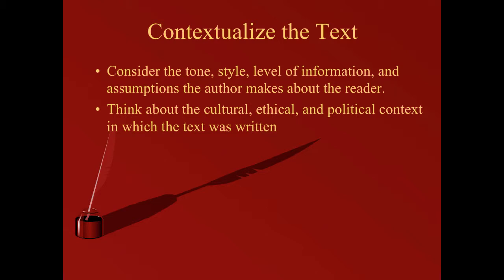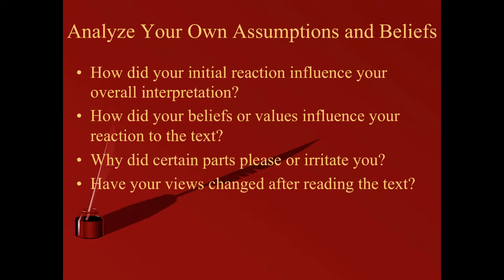I also need to think about the cultural, ethical, and political context in which the text was written. This part speaks to how old the information is. If this is an article that was written in the 1980s about latchkey children, it would be out of date because the context in which there were a lot of kids being left home alone has changed between the 1980s and 2015. You need to analyze your own assumptions and beliefs. How did your initial reaction influence your overall interpretation?